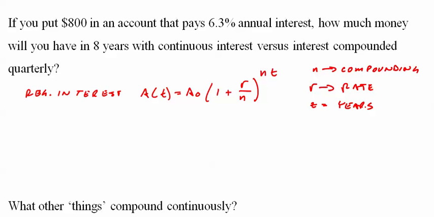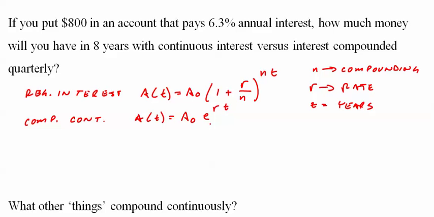And then compounding continuously is just the original amount times e to the RT. So notice we don't have to worry about how often we compound it. It's continuous.